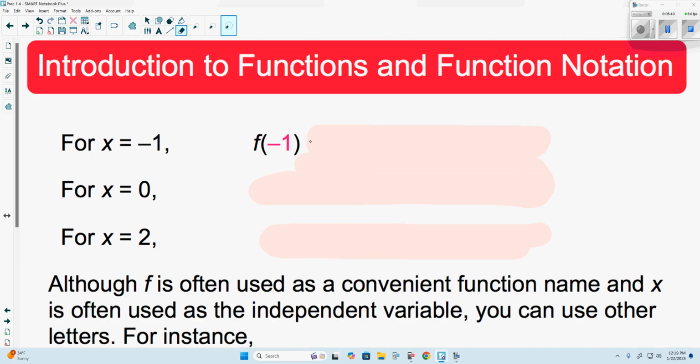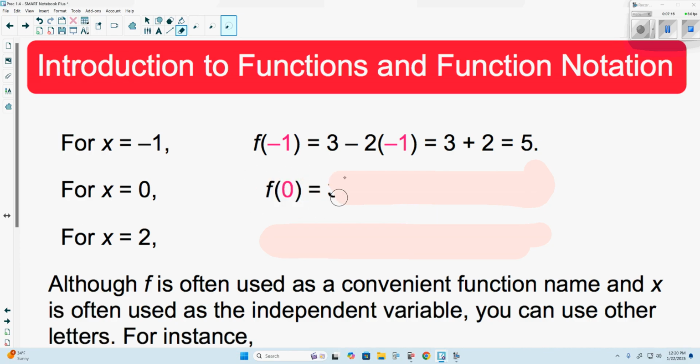So if we start off with f of -1, we'd plug it in. 3 minus 2 times -1. Well, that's going to equal 3 plus 2, which equals 5, because our -2 times -1 is going to make it +2. So we get 3 plus 2, and 3 plus 2 is 5.